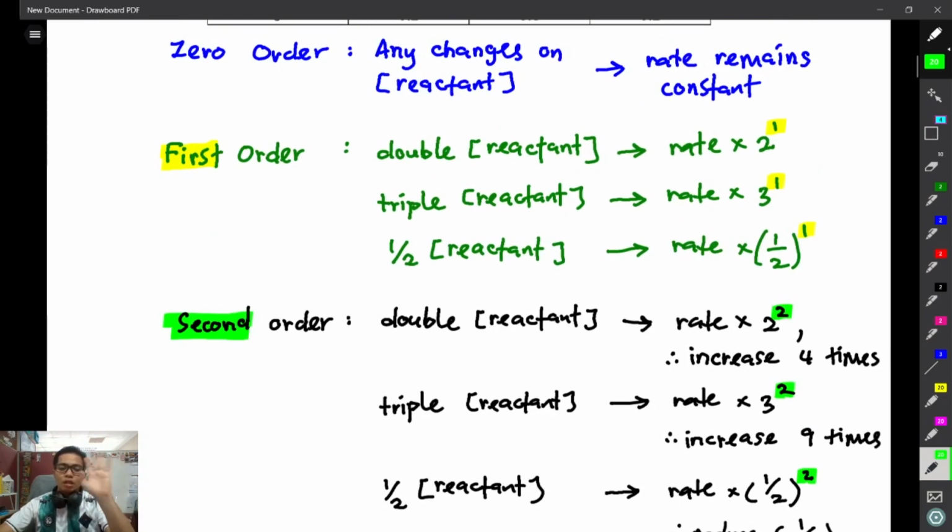Zero order meaning you do anything towards the concentration, rate will always be the same. First order will follow what you did towards the concentration of your reactant. If you double, rate also double. If you triple the concentration, rate also triple. If you reduce by 1/3, rate also reduce by 1/3. Okay. However, for second order, it has a little extra. You double, it doubles squared, 2 times 2 power of 2. If you triple, then it triples squared.